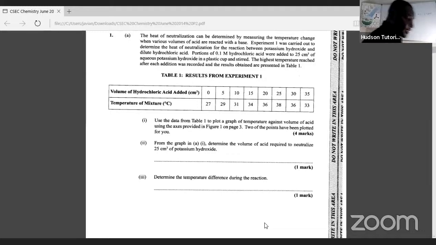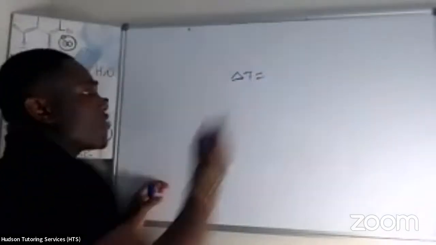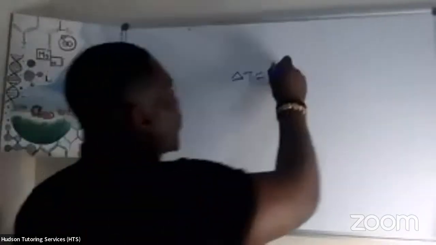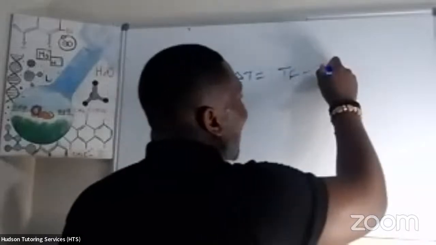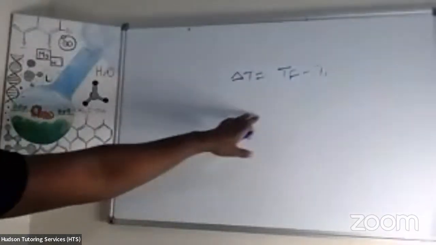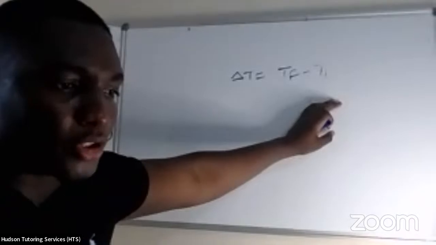All right, next question. It says determine the temperature difference during the reaction. How do we do this one? Determining the temperature difference. This is quite simple, guys. Remember that delta T is equal to what? Tf minus Ti. That is, the final temperature minus the initial temperature.